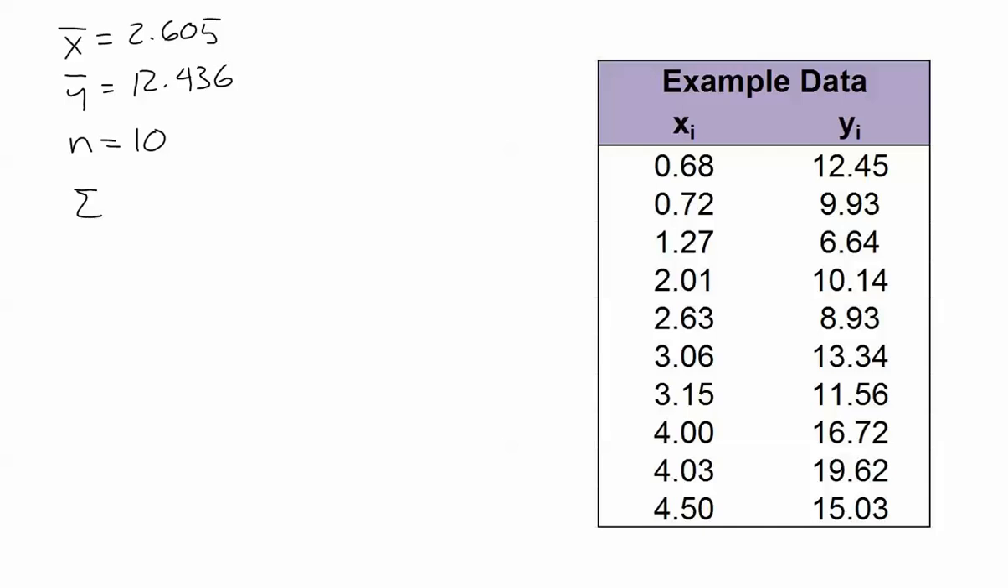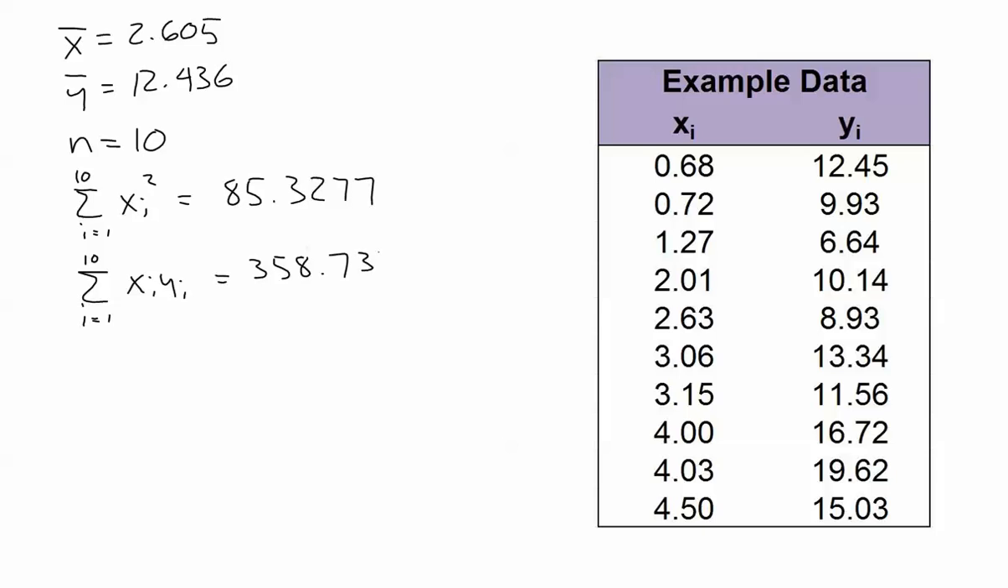I also found that the summation of the x squared values was 85.3277, and the summation of x_i and y_i products was 358.7337. Did that using my calculator sitting at my desk.